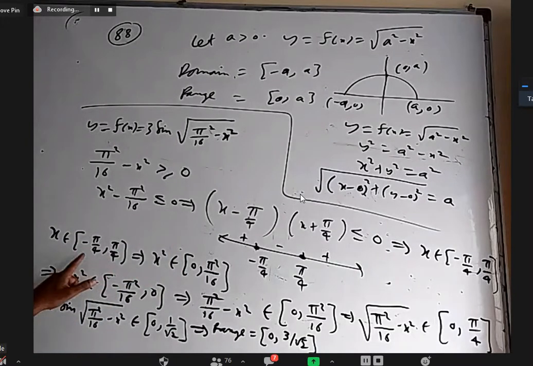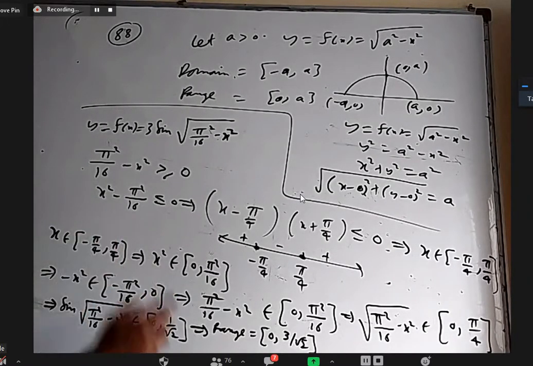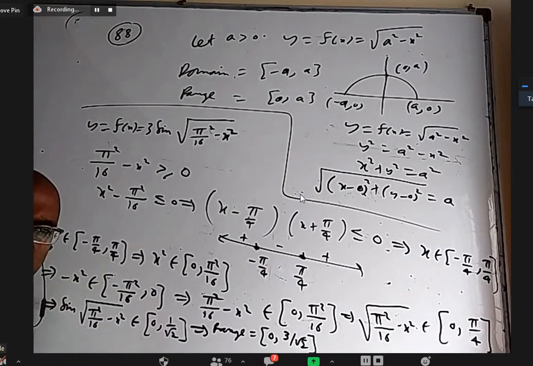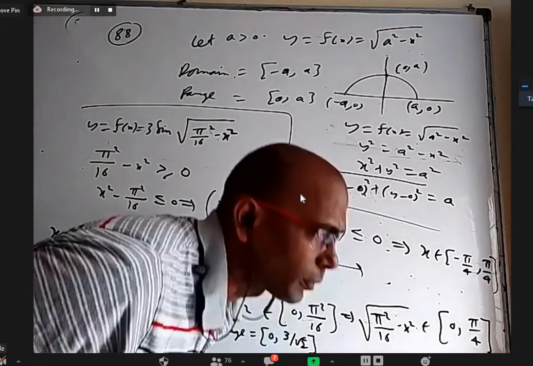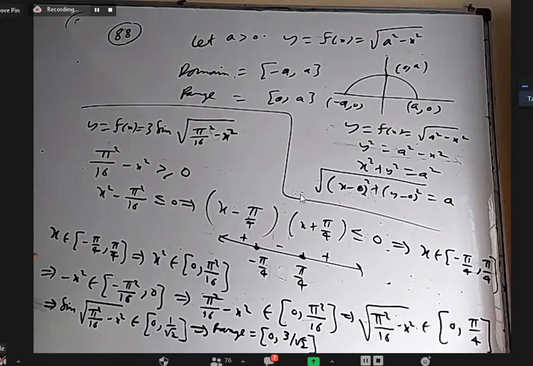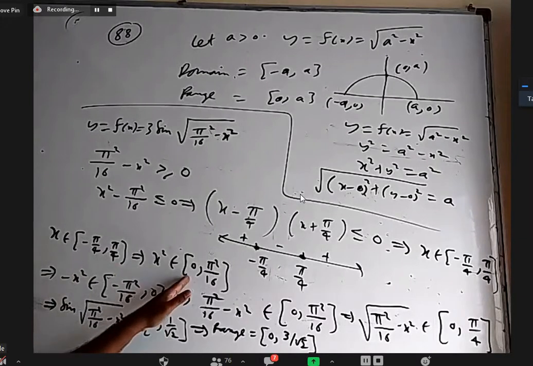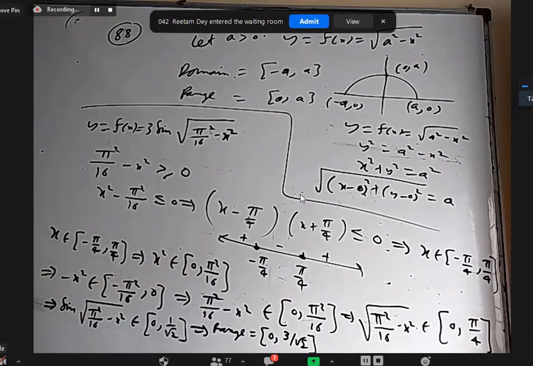When x is between minus pi by 4 to pi by 4, you take any number in this interval. When you square it, don't say the square is between pi square by 16 and pi square by 16. No. If a number is between minus 5 to 5, the square of that will be between 0 to 25. The same way, if a number is between minus pi by 4 to pi by 4, the square of that is between 0 to pi square by 16.